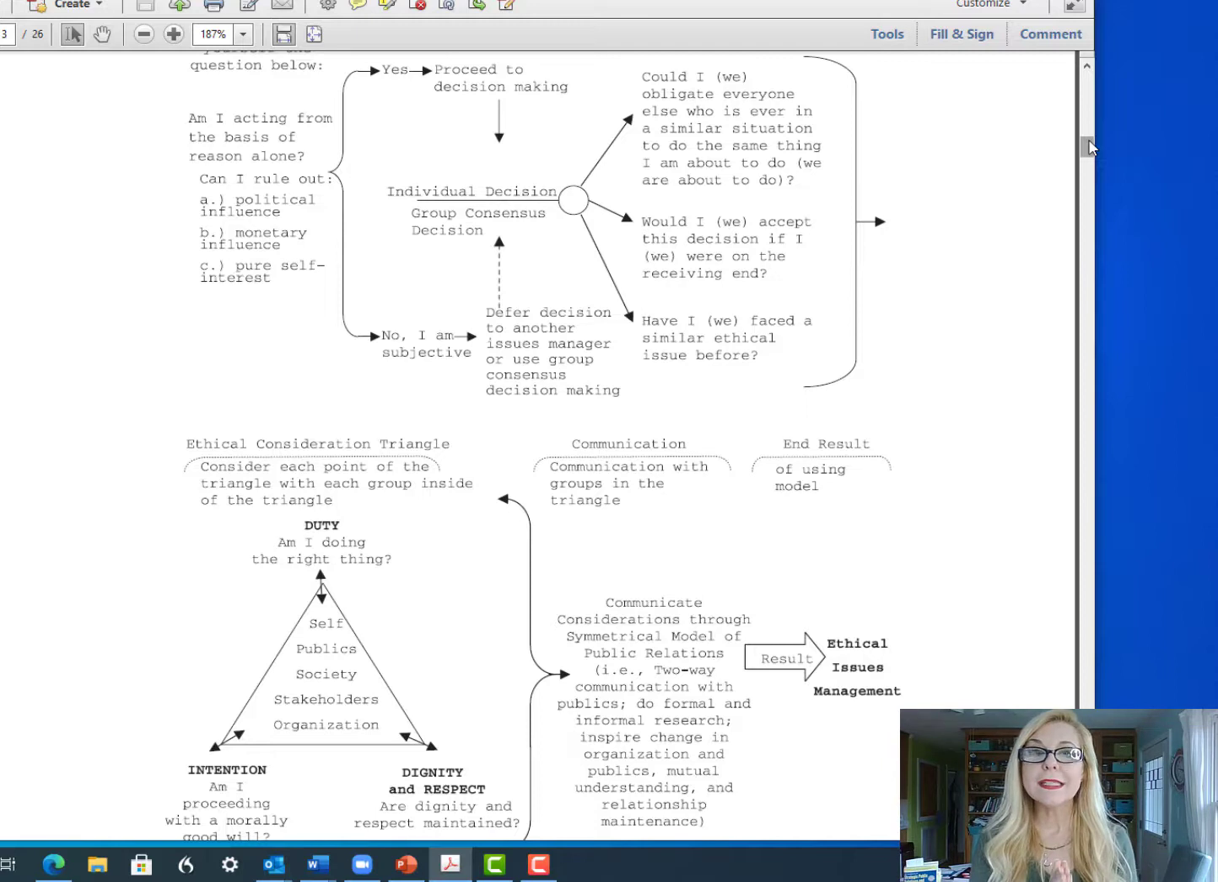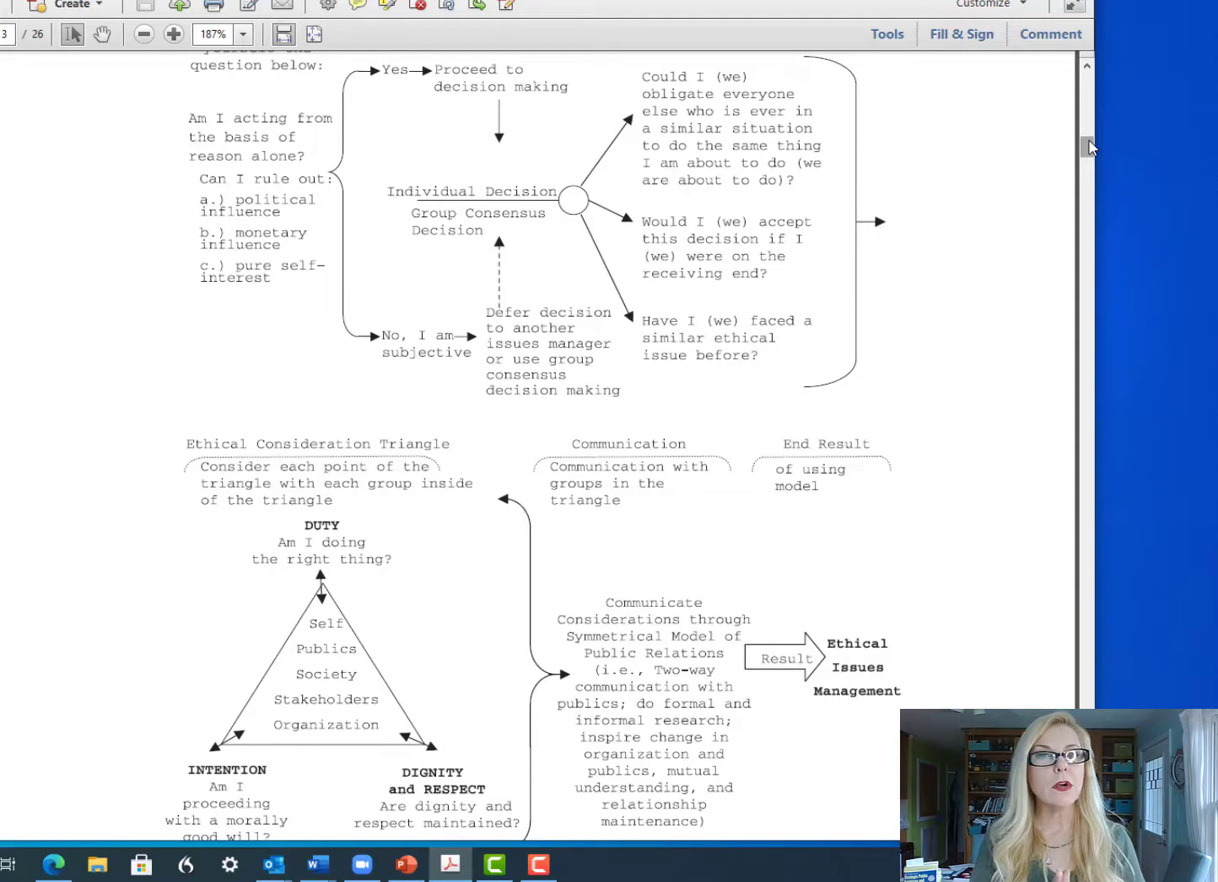The second form is the dignity and respect form. So does the decision or the potential decision maintain dignity and respect for all of those involved? Thinking specifically about those groups in the triangle and those that you have segmented out to talk with in conducting research and understanding every perspective on the situation as much as possible, and putting yourself in the shoes of all of those various publics and viewpoints as well.